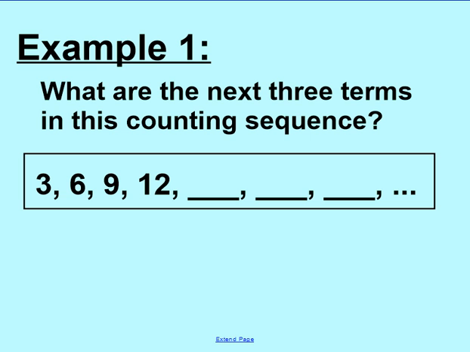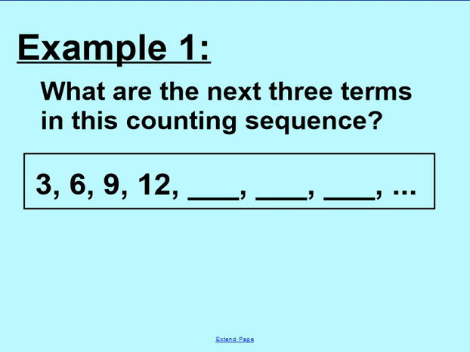So example number 1 here on page number 8, if you're in your book following along, says what are the next 3 terms in this counting sequence? Well, I need to figure out what am I counting by. Only then will I be able to figure out what the next 3 terms are. So let's say this out loud together. I'll say it out loud. You can say it in your head. 3, 6, 9, 12, blank, blank, blank.